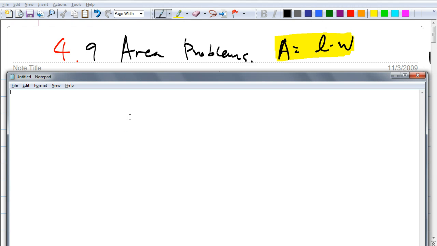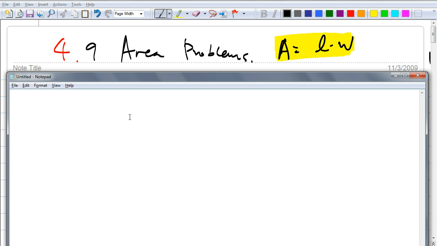So first of all, how many people remember the area of a rectangle? If you want to do an area problem, you need to know the formula for the area. What's the area of a rectangle? Look up there, it's already there. Area is length times width, basically that's what it is. So let me do some simple area.